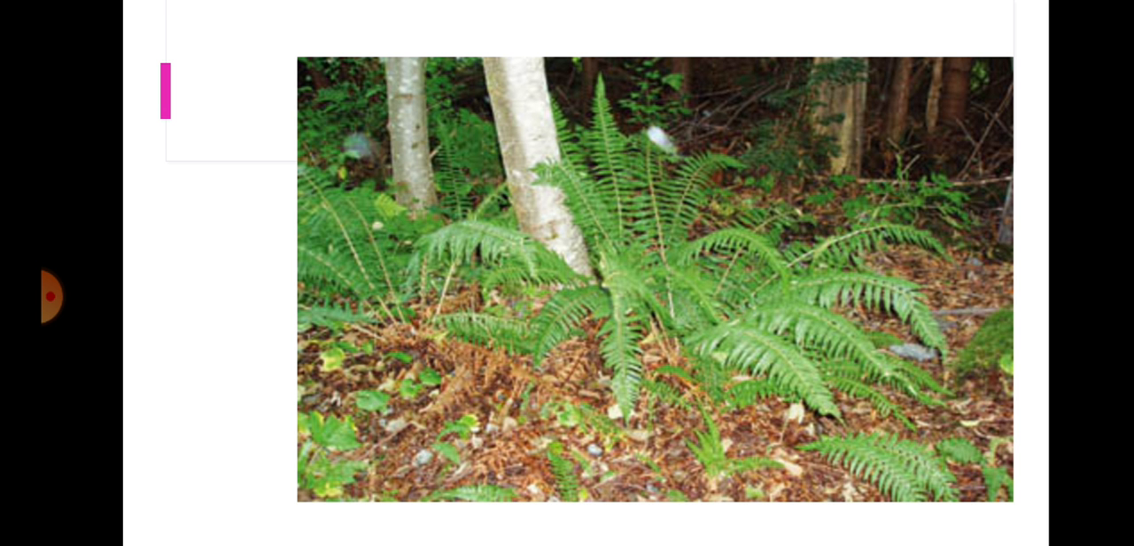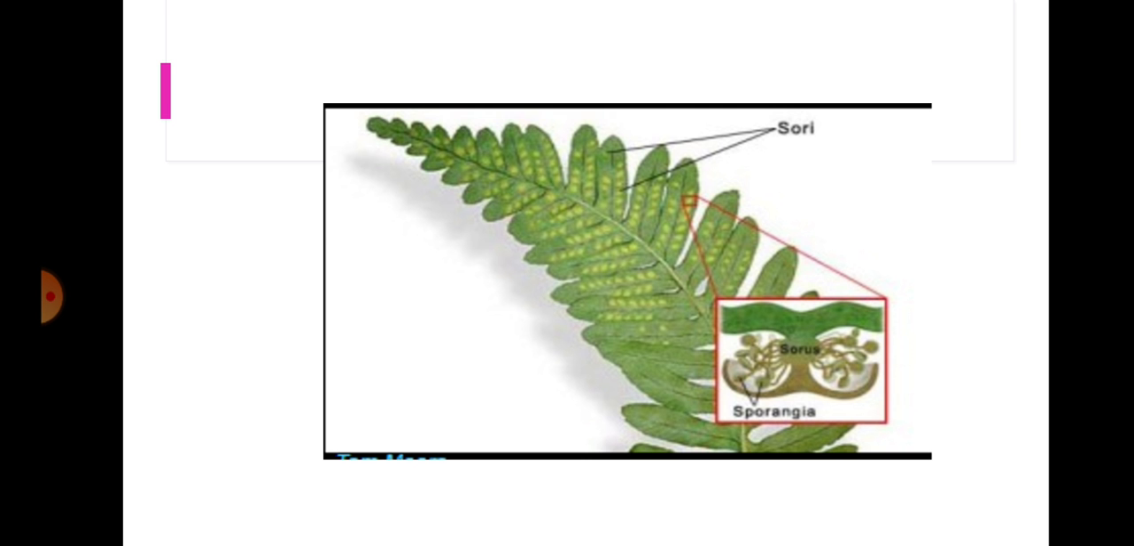Reproduction through spore formation in ferns. You see the slide, the spore-forming body of the fern. You see tiny holes in the leaf. These are called sori, which produce sporangia. The sporangia release the spores to reproduce.